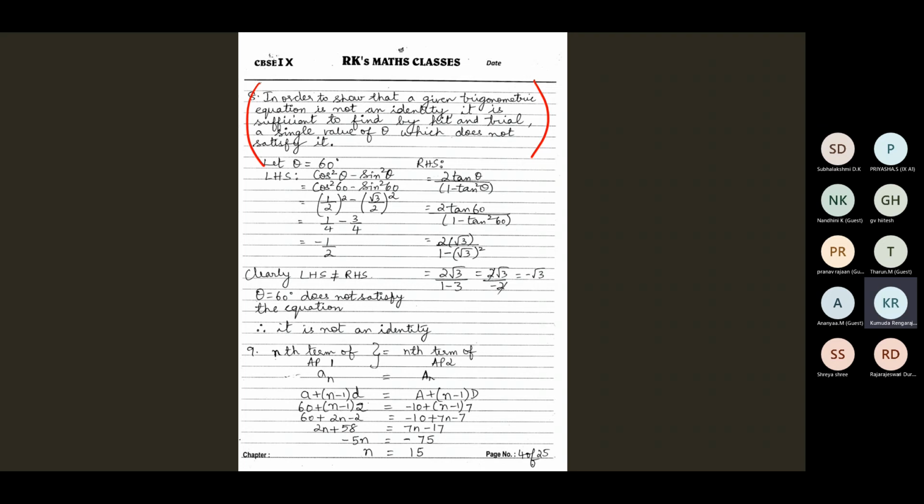So here, I have taken theta as 60 degrees and you can see the LHS is minus 1 by 2, while the RHS is minus root 3. So it's not an identity.